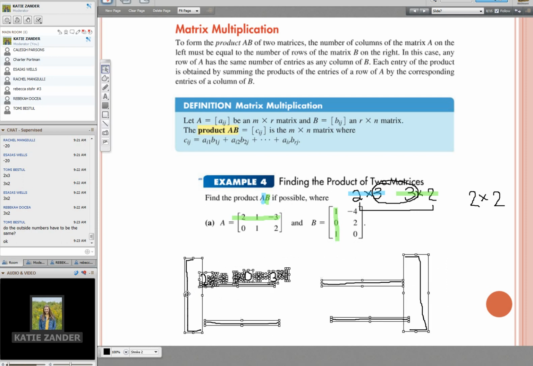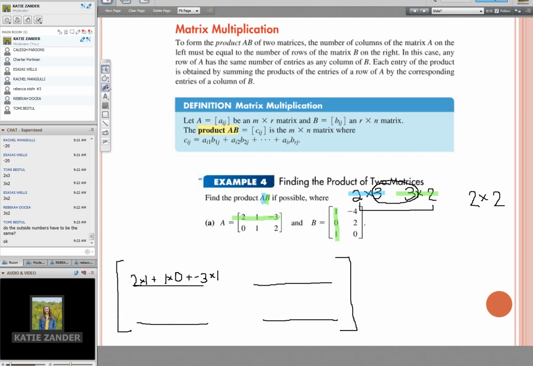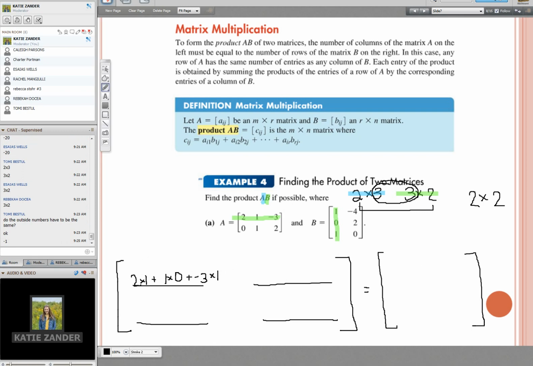And this is where I said the matrices get a little bit fun on how we can actually find these answers here. So now we're going to simplify this. We get 2 plus 0 minus 3. So what is 2 plus 0 minus 3 when I combine that? That's a negative 1. So the first element in row 1, column 1 simplifies down to a negative 1.